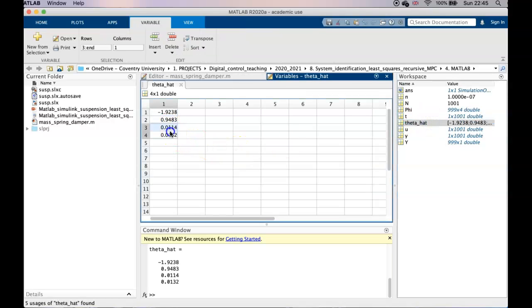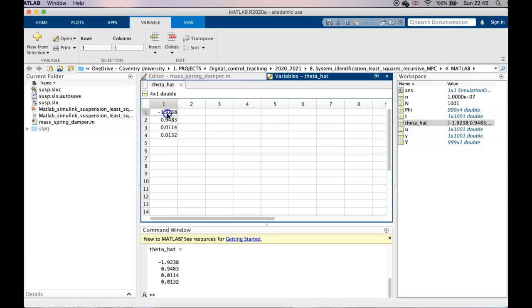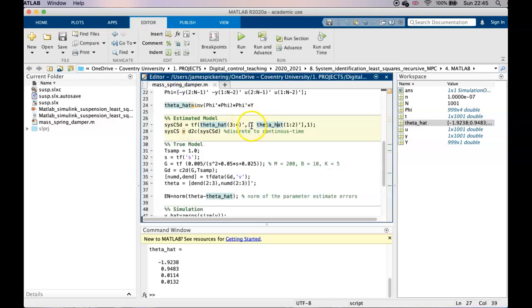So it's effectively selecting these 2 values, which correspond to your B0 and B1, your 2 numerator coefficients, and then theta hat 1 and 2, here being A1 and A2, which correspond to your denominator coefficients. And obviously the leading coefficient, as I told you, is always equal to 1. Then the next 2 coefficients you put in will be theta hat 1 and 2, which are, as I said, A1 and A2.